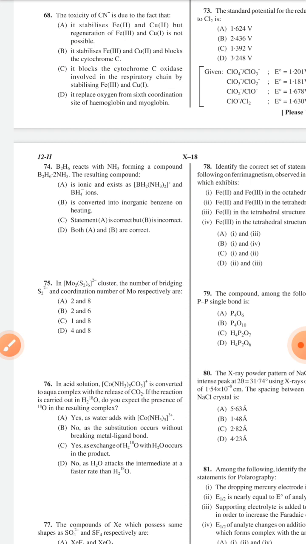Next, question 75. In the Mo2S2 2- cluster, the number of bridging S2 and the coordination number of Mo respectively are. It is also from organometallic compounds. Okay, here the correct option is option E.